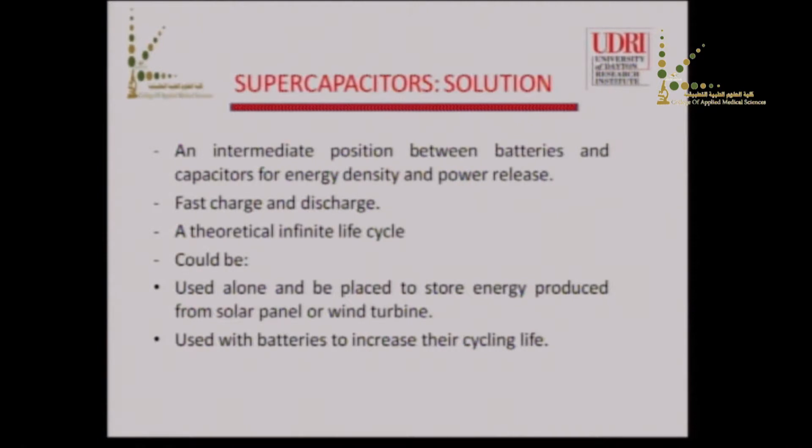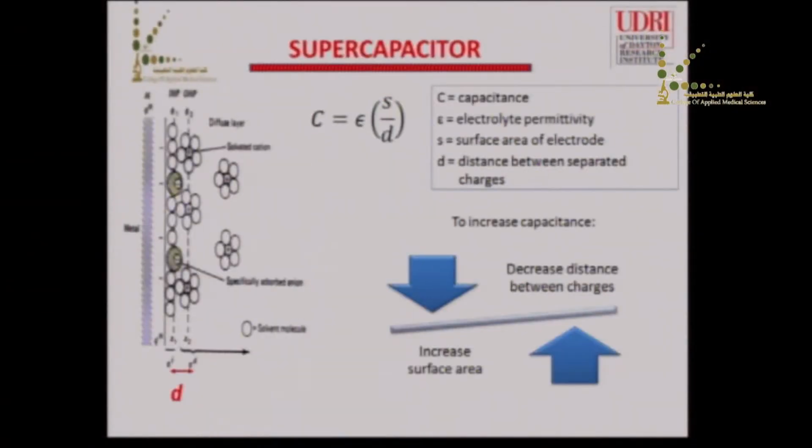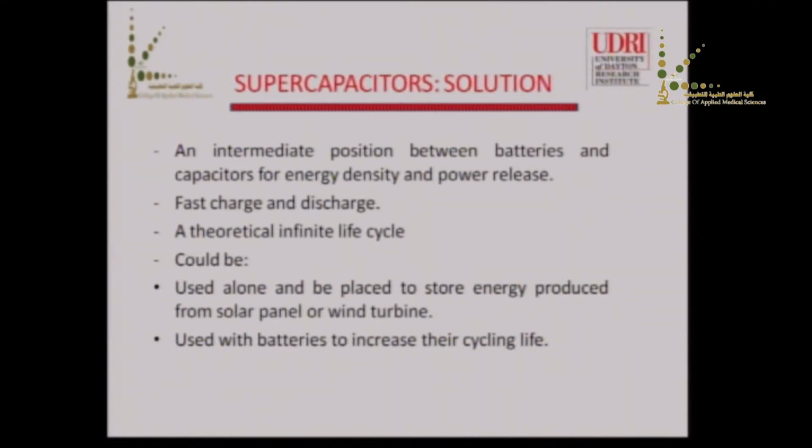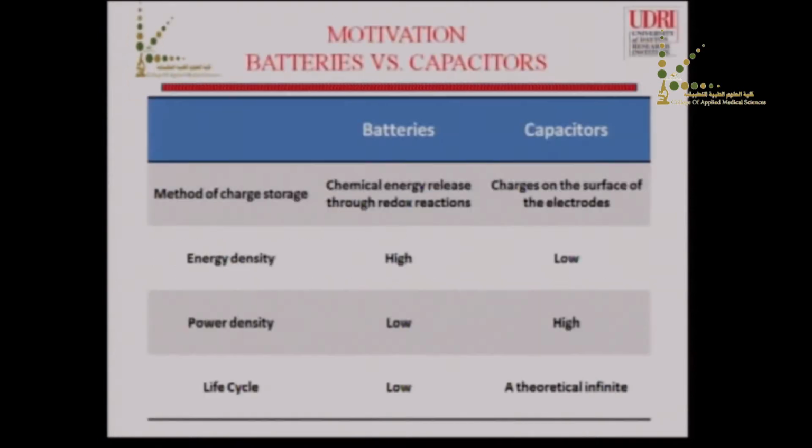What we're thinking is to take advantage of each and try to avoid the disadvantages. We create something called a supercapacitor. I will explain how we're thinking about the design. It's very important for us to design to reach the goals. What does supercapacitor mean? It is an intermediate position between battery and capacitor for energy density and power release. Fast charge and discharge.